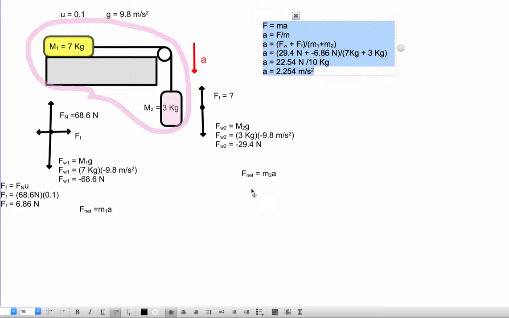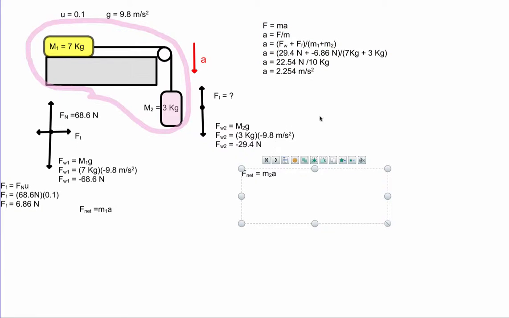You might want to pause and take a look at that and study it, and see what those numbers are telling you, what the formulas are showing you. Again, this is the net force divided by the total mass.